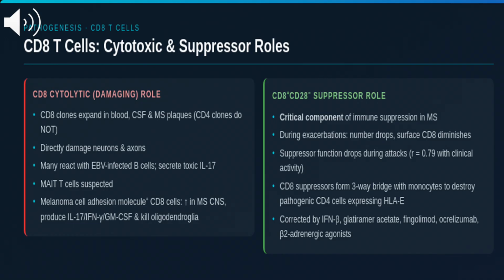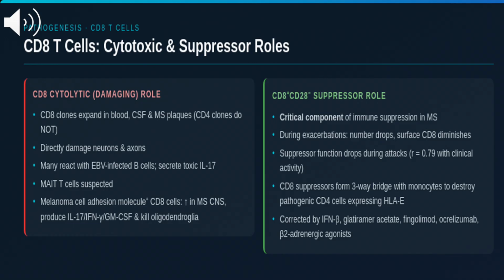Many of them appear to be mucosa-associated invariant T cells, so-called MAIT cells, as they react with EBV-infected B cells and secrete toxic IL-17. Melanoma cell adhesion molecule-positive CD8 cells are elevated in the MS CNS and are particularly destructive, producing IL-17, IFN gamma, and GM-CSF, and directly killing oligodendroglia. On the regulatory side, the CD8 plus CD28 negative suppressor cell subset is arguably the most important immune regulatory population in MS. Without its inhibitory feedback, inflammation can become self-sustaining.